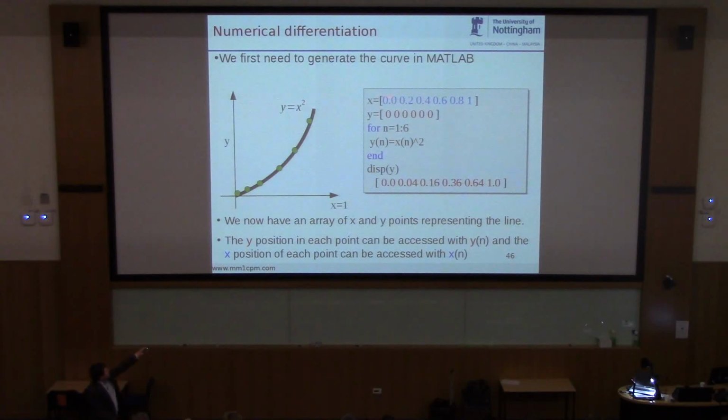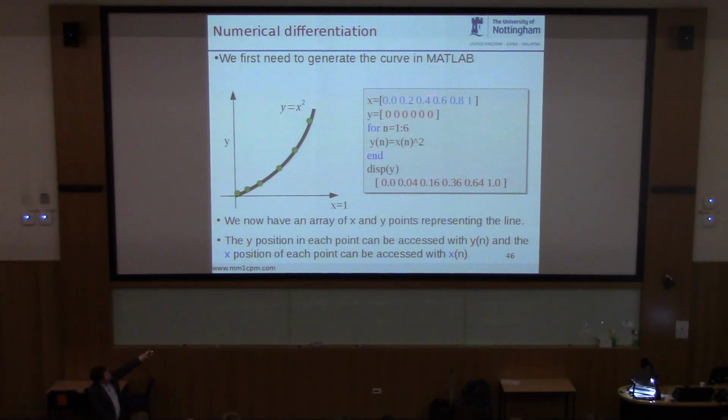Then I go, y of n, so this is the nth position of y, is equal to the nth position of x squared. So what this will do is we'll take this number, square it, put the result here. Take this number, square it, put the result here. Take this number, square it, put the result here, etc. And that will display the result.